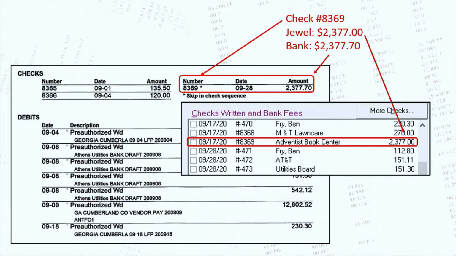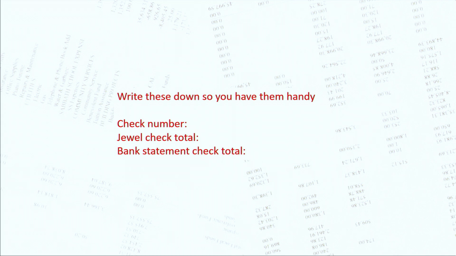Fortunately, editing a Jewel check in the current month is much less complicated. This is how we do it. In our example, check number 8369 was written in Jewel for $2,377, but it cleared the bank for $2,377.70. Again, start by writing down the check number, the Jewel check total, and the bank statement check total, so they're handy in case you need them during the process.